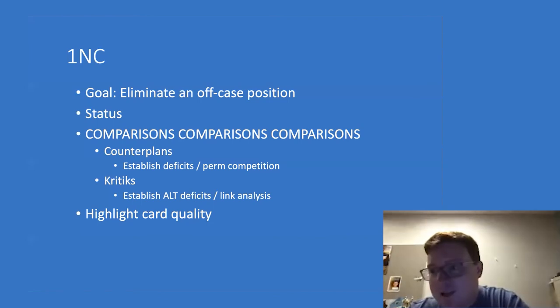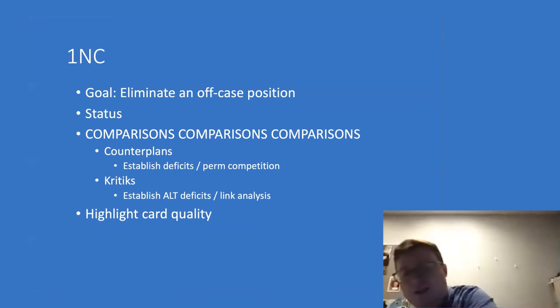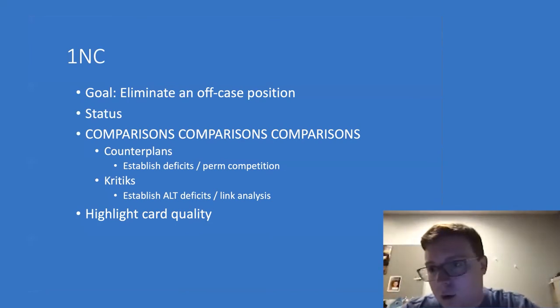That can be on uniqueness. Uniqueness is very easy to attack because a lot of times the uniqueness evidence will say the neg argument in one paragraph, and then a paragraph after, you can go and look at the cite and it'll say the exact opposite. Sometimes there'll be a bunch of thumpers. There'll be some non-unique arguments thrown in there. So highlighting card quality can be extremely, extremely useful.